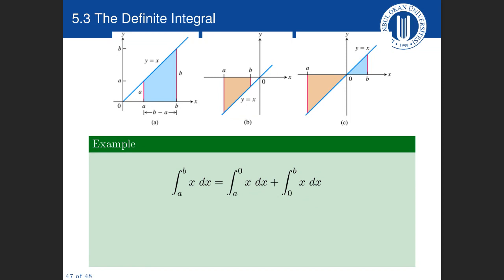And this one on the right, we know that this is a half b squared. What is the integral from a to 0 of x dx? Well, we can just swap the a and the 0 as long as we put a minus sign in the front. So that's minus a squared over 2 plus b squared over 2. Or writing it another way, that's b squared over 2 minus a squared over 2.